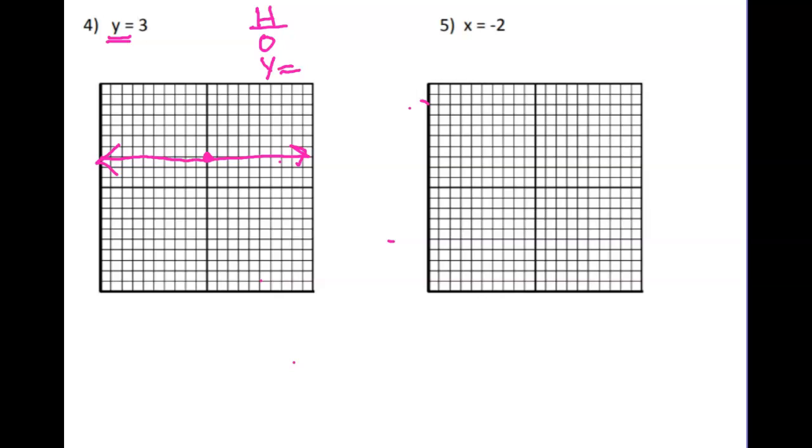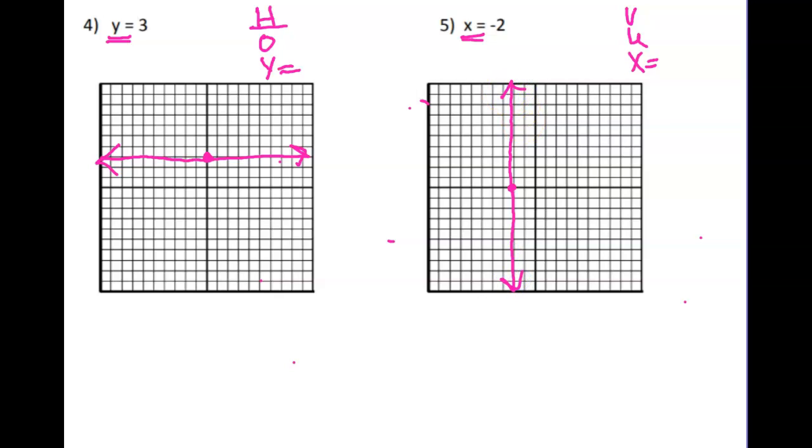And the same thing works for number 5, only now we have x equals, so this is where we think of VUX. Okay, vertical line, undefined slope, x equals. So we know it's x equals. So x is equal to negative 2, so we just position ourselves on the x-axis at negative 2, and we make a vertical line, just like that.